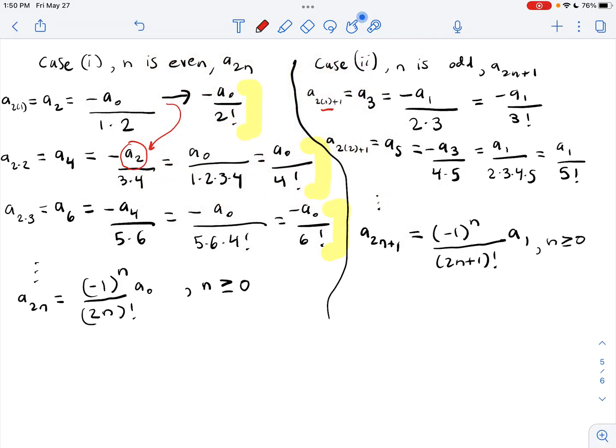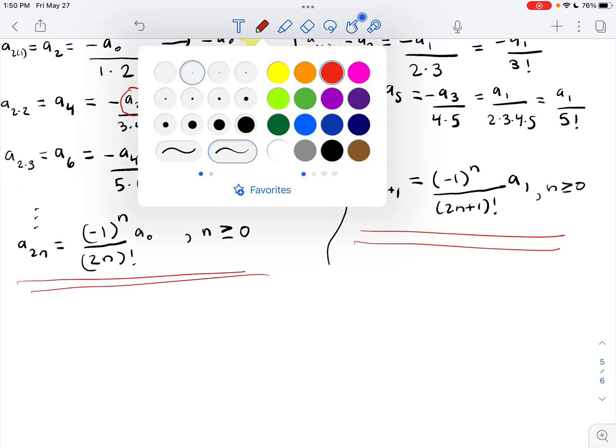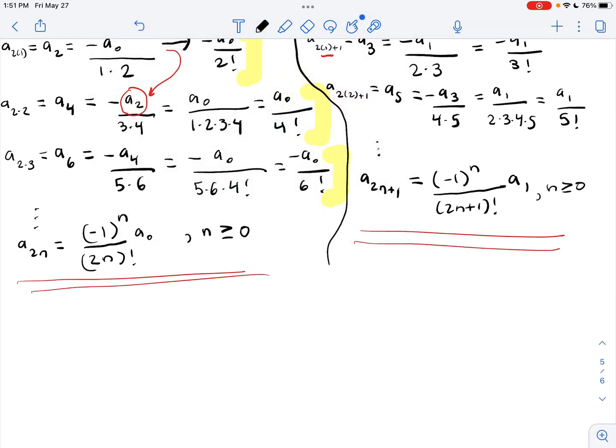So we've got this one, and we've got this one. Okay. So we're ready to write down our solutions.